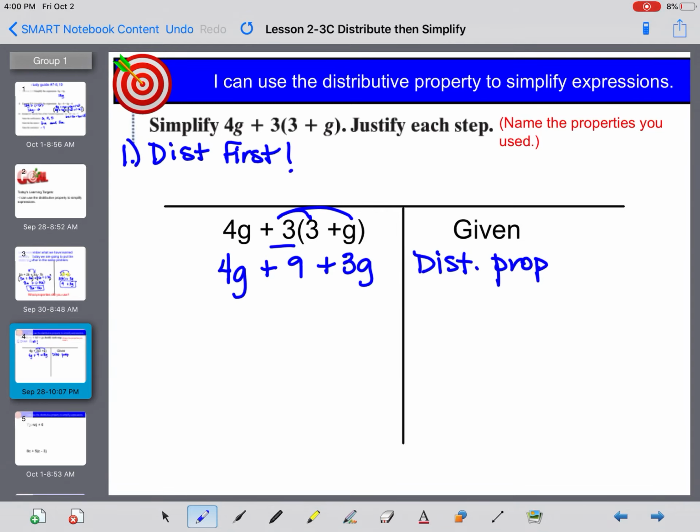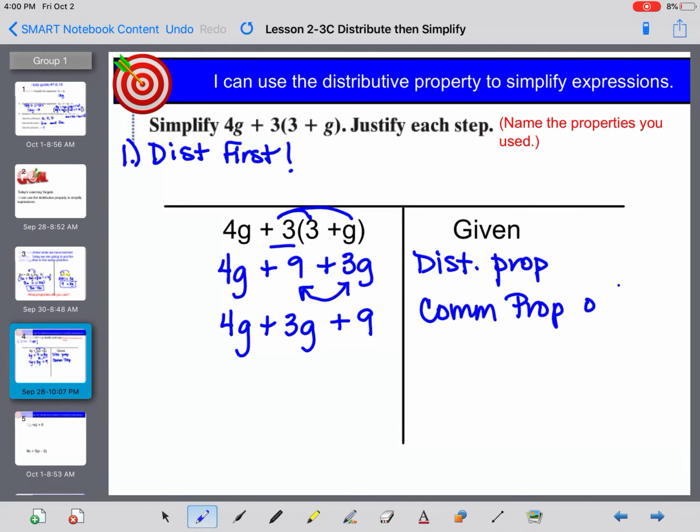So I'm going to justify it over here on the right, or explain my steps. Next, I need to get my like terms by each other so that I can combine them. 4g plus 3g plus 9. And that's the commutative property of addition.